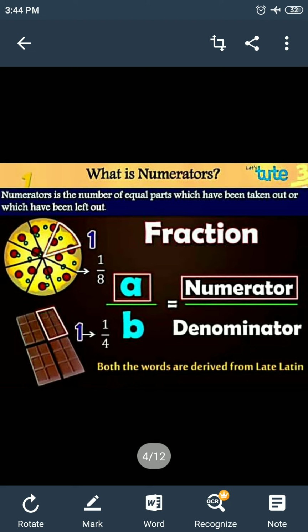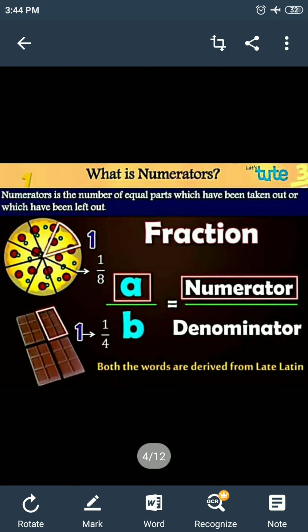Now in this example I want to clear the concept of numerator and denominator with more clarity. For example, we have a pizza and I divide the pizza into 8 equal parts. So we always take the denominator as the equal parts. How many parts? 8. And the one part which is highlighted is taken as the numerator. So 1 by 8 is our fraction.